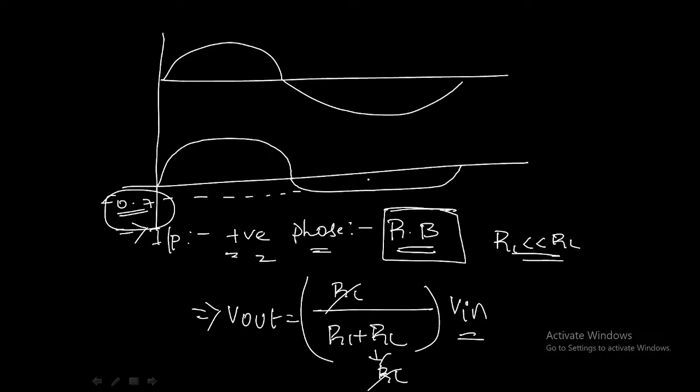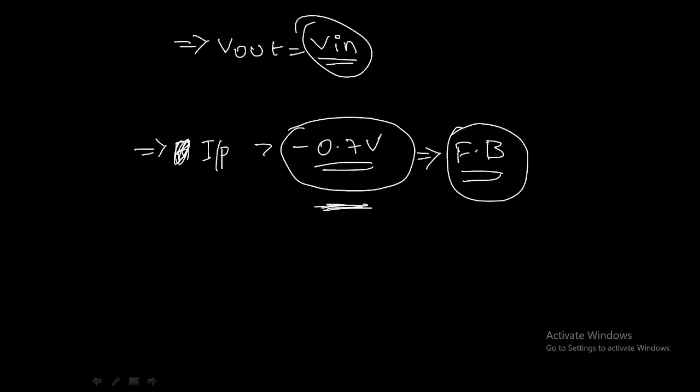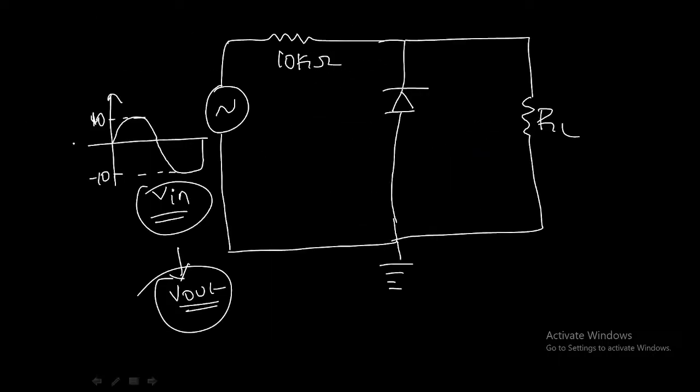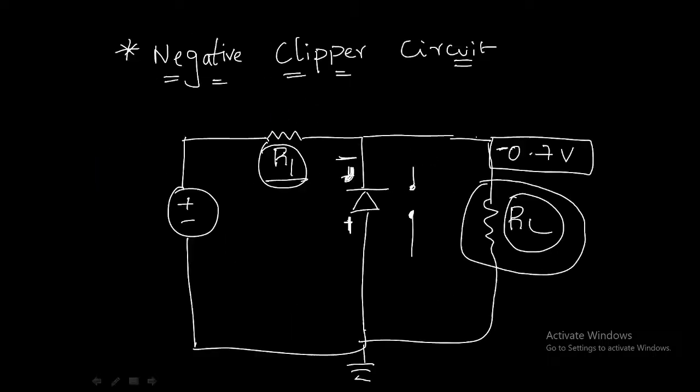In the negative clipper also, for the negative input phase, you are getting only 0.7 volts. What if you don't want 0.7 volts, but greater than 0.7 volts? Less than 0.7 volts is not possible because the barrier potential of this diode is 0.7 volts, so less than that you cannot achieve. Only greater than 0.7 volts you can achieve.